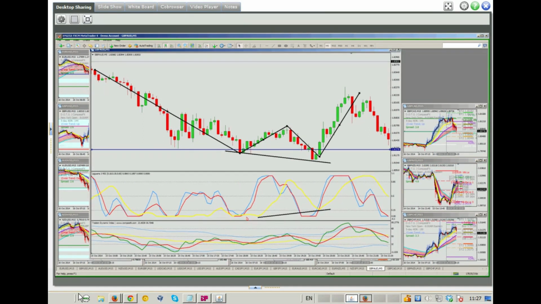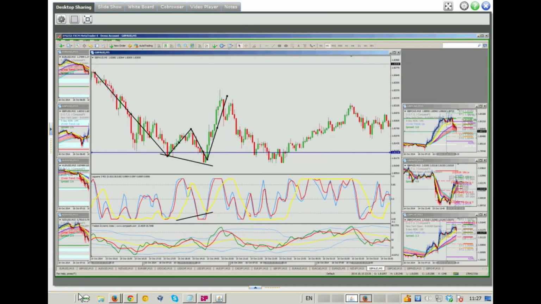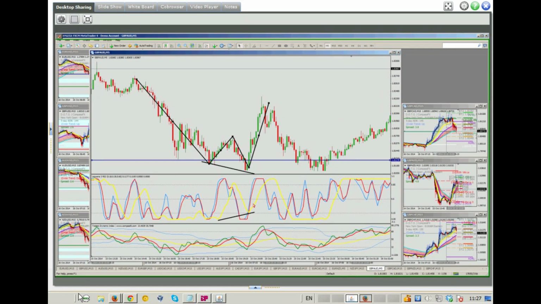Gotcha. Let me do that right now. Let me do that little minimization here.